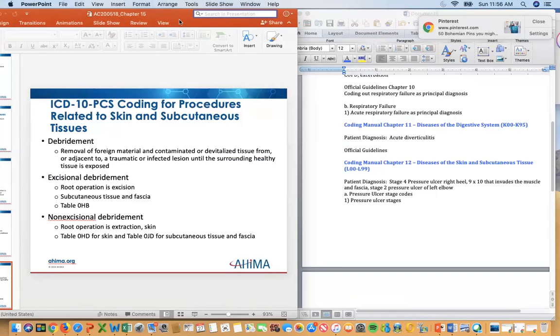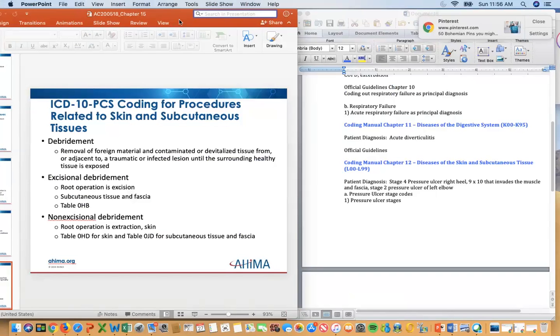Now we'll go back to the beginning of our chapter, which is chapter 12, diseases of the skin and subcutaneous tissue, L00 to L99. It is an Excludes2 note: certain conditions, complications, neoplasms. If you had any of those diagnoses, you can take a look at that and be coding those out also. This chapter contains the following blocks. So again, you'll be coding out the diagnoses that are included in this chapter.